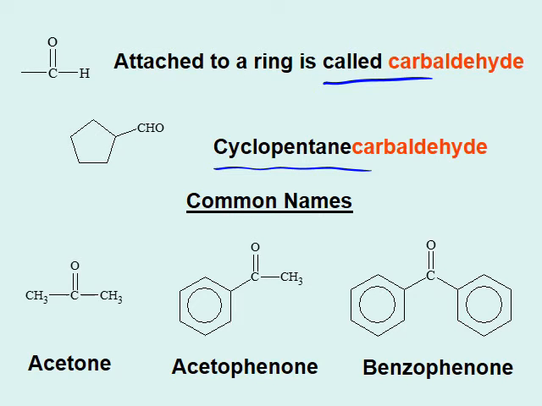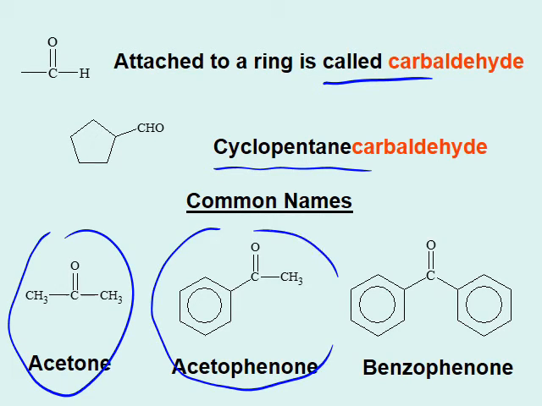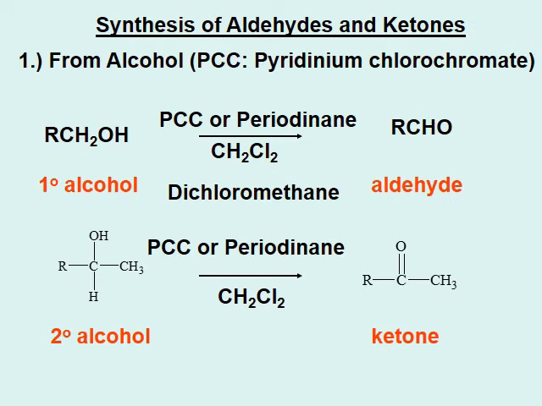Now at the bottom you're seeing common names, and I would like you to know each of these common names. So acetone, acetophenone. Acetophenone has a benzene ring as well as CH3, and there is a carbonyl group in middle. And in benzophenone, you have 2 benzene rings on 2 sides of carbonyl group. So that's benzophenone. Make sure you know these structures.